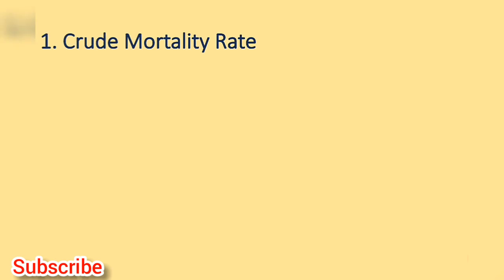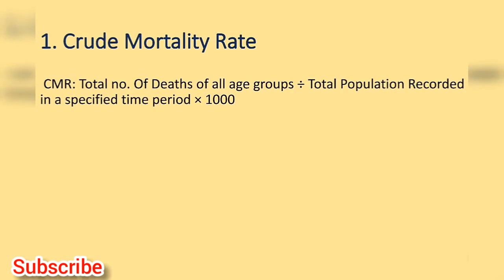Now let us take some numericals, with the help of which we can solve some mortality rate concepts. If we talk about the crude mortality rate, as I already explained, it is the total number of deaths of all age groups divided by total population recorded in a specified time period, multiplied by 1000 or 100.